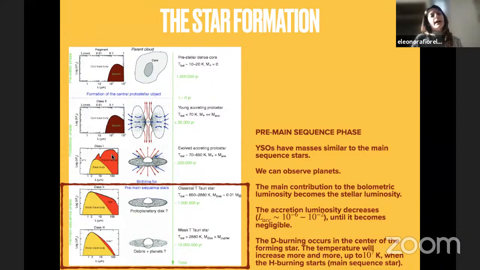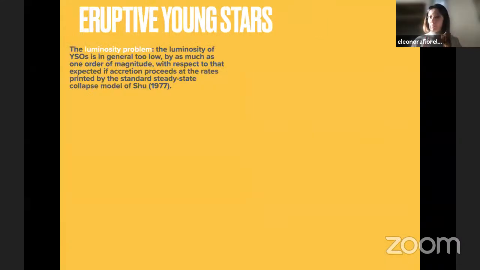During all this process, we can describe the class of the objects by looking at the slope of the spectral energy distribution between about 3-4 microns and 24. But this scenario has some problems. One of these is the so-called luminosity problem. This is the problem according to which the observations we have of young stellar objects show a luminosity too low by as much as one order of magnitude with respect to what is expected by models.